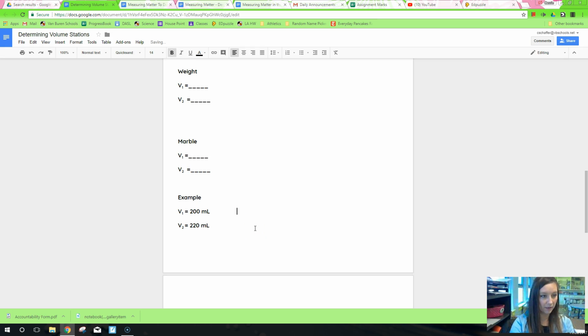Then I'm going to come over here and I'm going to actually write out my formula. So I'm finding the volume of a mineral, so that's why I put M there. And then I'm going to write what formula I'm using. This is where a lot of people make their mistake. We want to say that it's V2 minus V1. Make sure that my equal signs are lined up.